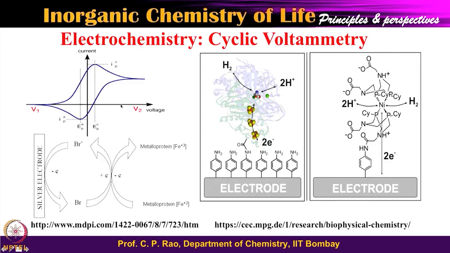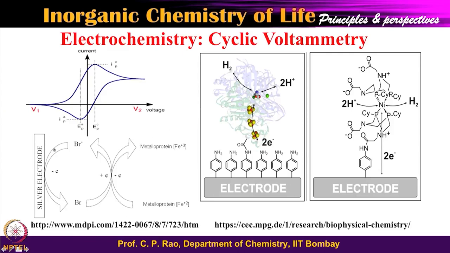Therefore, it is cyclic voltammetry, going from left to right and then reversing the potential and coming back. And this is where you can make the whole difference in this particular methodology. For example, you take an electrode, here it is shown as a silver electrode, and take a solution of a protein, a metalloprotein containing an iron center, iron with 2 plus going to iron 3 plus. So that is what? Oxidation. And this one, the Br going to Br minus, is what? Reduction. So this oxidation of this is connected with this reduction, and this reduction is connected with the electrode.